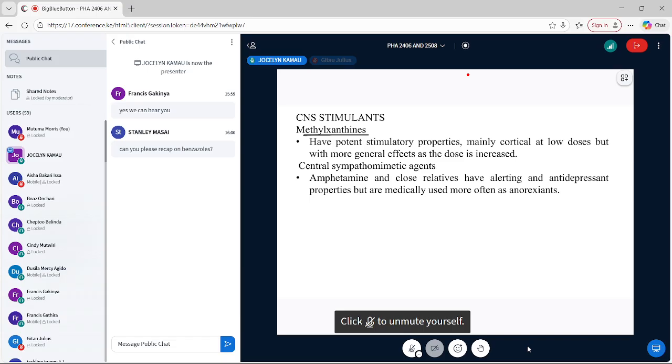These are centrally acting. The amphetamine and close relatives have alerting and antidepressant properties, but are medically used more often as anorexiants. Because again, very rarely do you want to give drugs to give somebody CNS stimulation. I mean, you don't use drugs to.